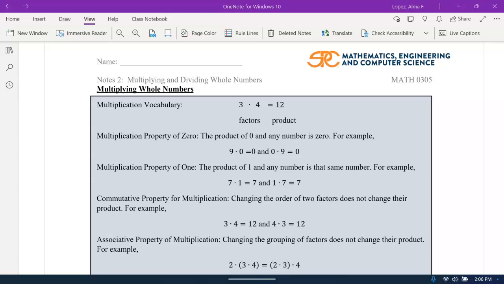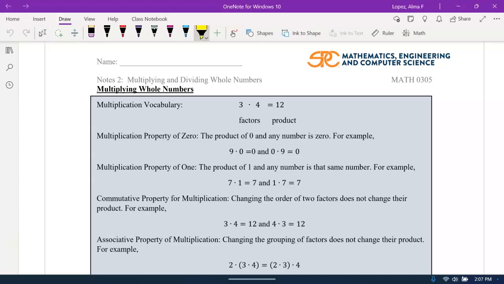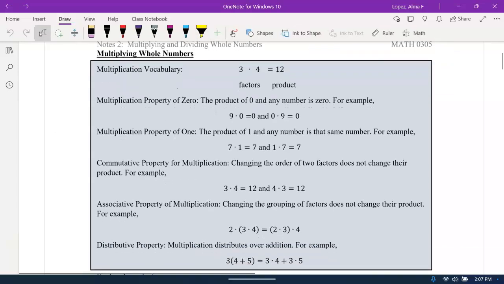In this lesson, we will be multiplying whole numbers. Some of the vocabulary that you're responsible for is, we're going to start off. The numbers that you're multiplying together are called factors, and the result is called a product.